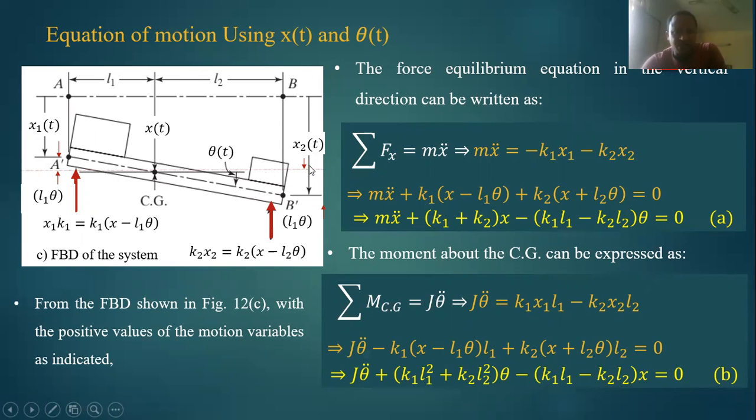And x2 is equal to x minus L2 theta. So we have the general equation of motion, the summation of force in the x direction, which is m x double dot equals minus k1 x1 minus k2 x2.